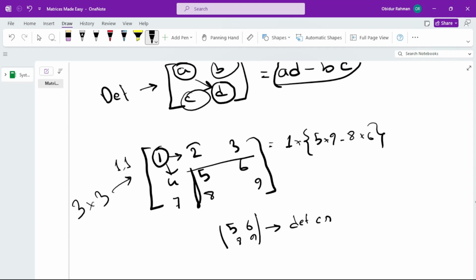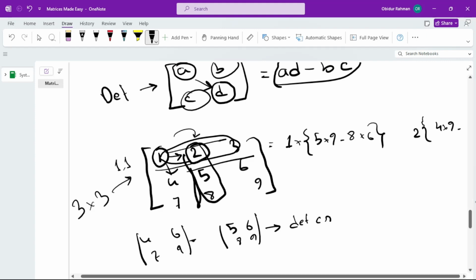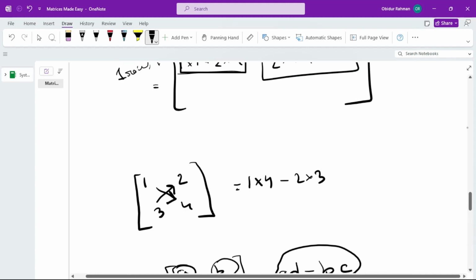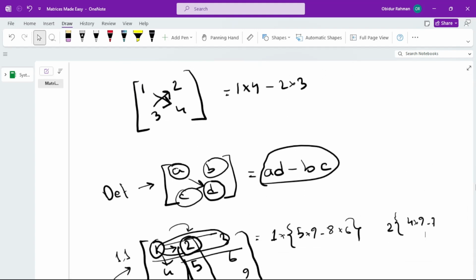Same thing you will do with the second element. You ignore the second column and the first row. Then what do you have left? 4, 6, 7, and 9. You calculate the determinant of this. You write the 2, multiply with 4 times 9 minus 7 times 6.